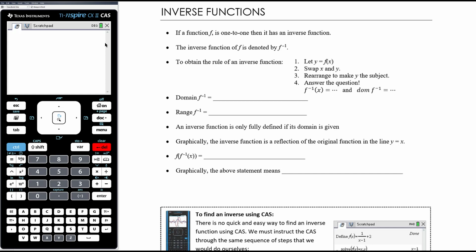The inverse function of f is denoted by f to the power of -1. Okay, now it's a really misleading notation that I don't like at all, because we all know that x to the power of -1 means 1 on x, but f to the power of -1 of x does not mean 1 on f of x. Okay, it's not the same thing at all.